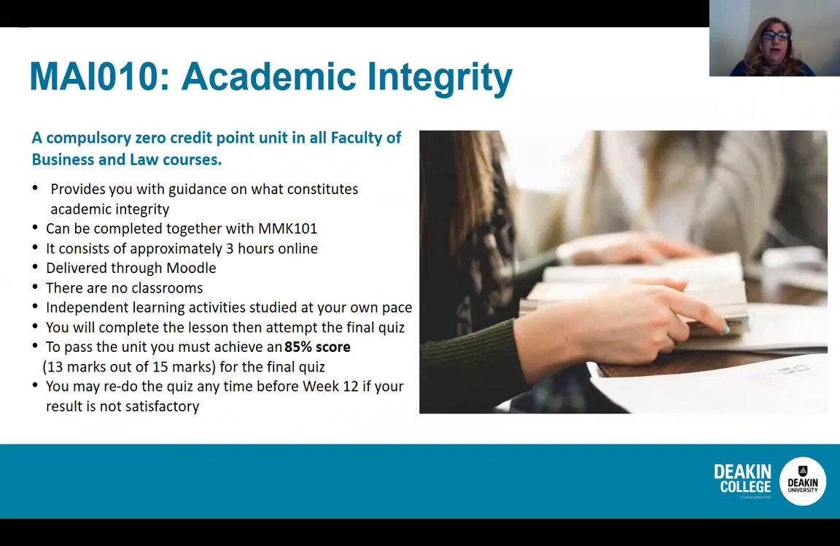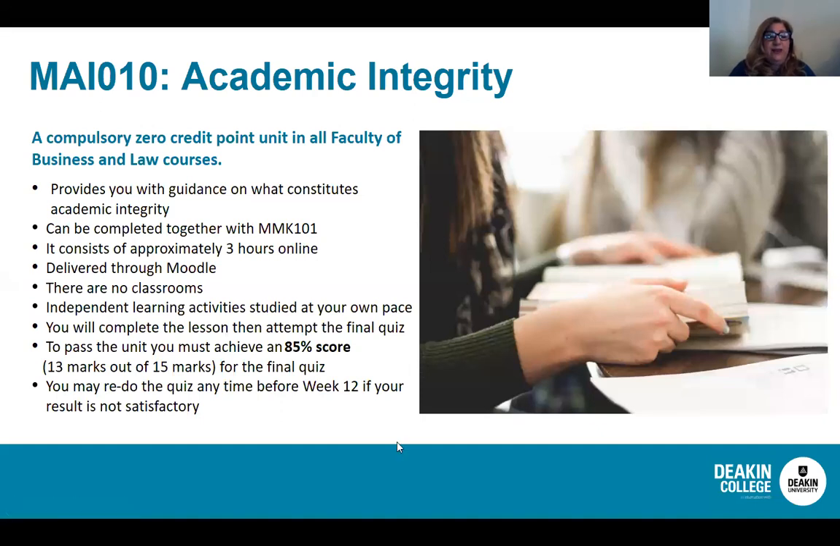If you're enrolling in marketing, you must enroll in this unit. They go together. But if you don't enroll in marketing in T3 coming up, then you can still enroll in this unit independently. It's a 3-hour module. We call it a module because there are no classes for you to attend. It's delivered through Moodle, and you can study this at your own pace.